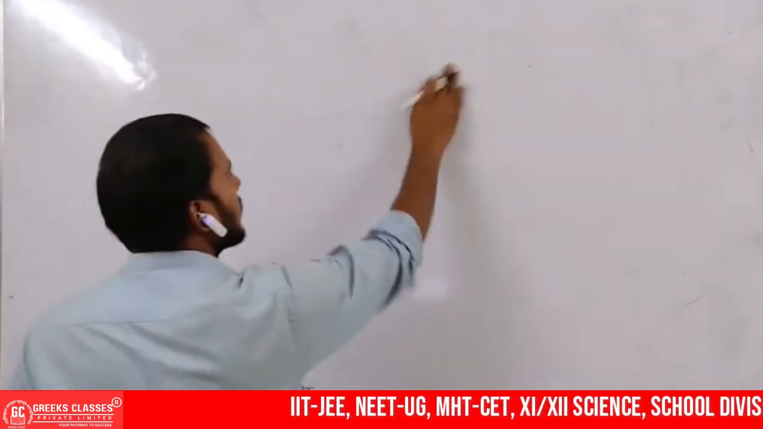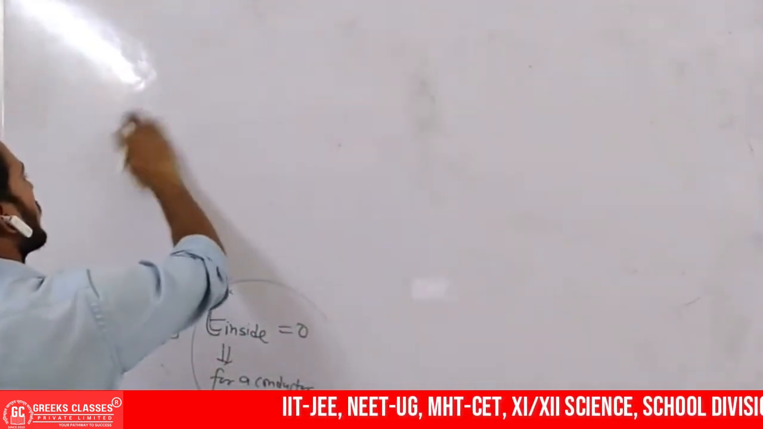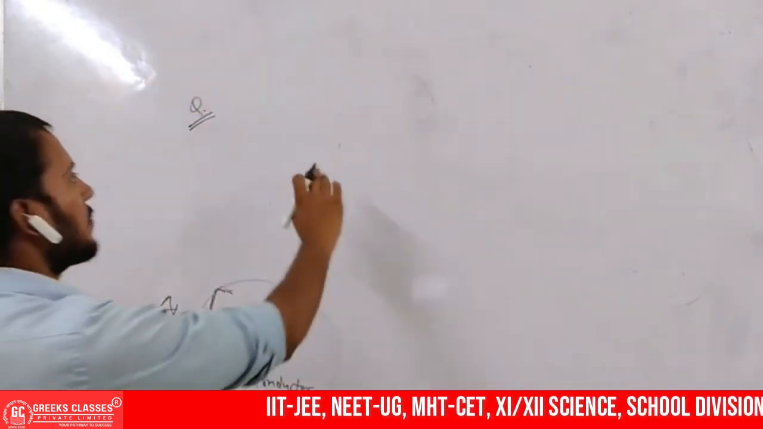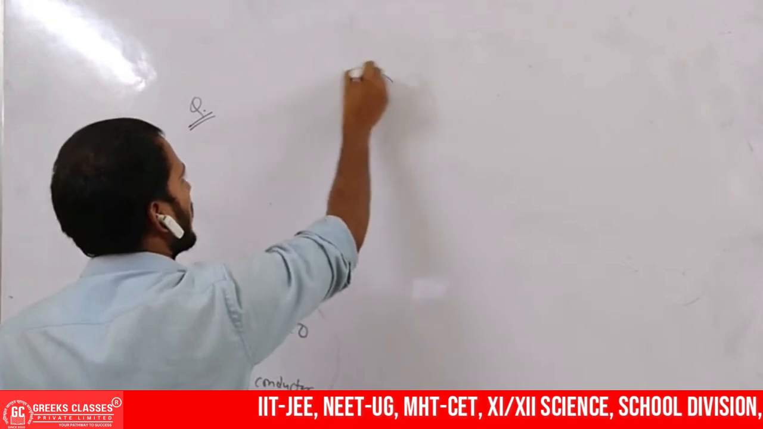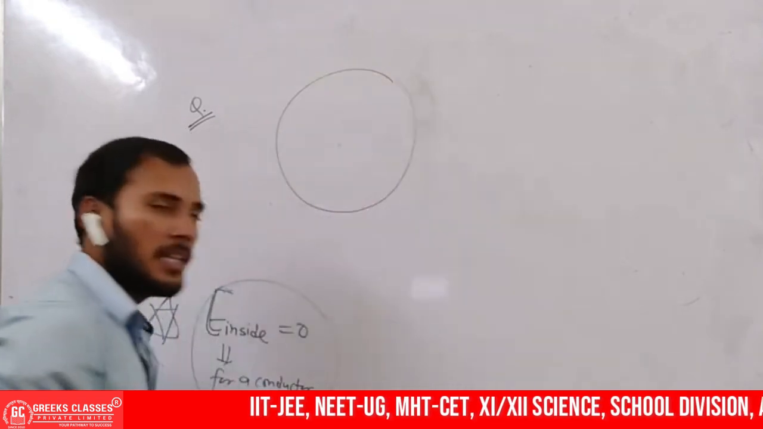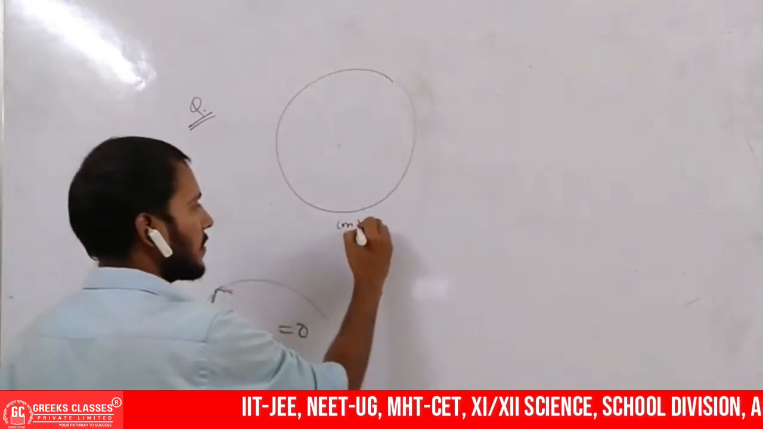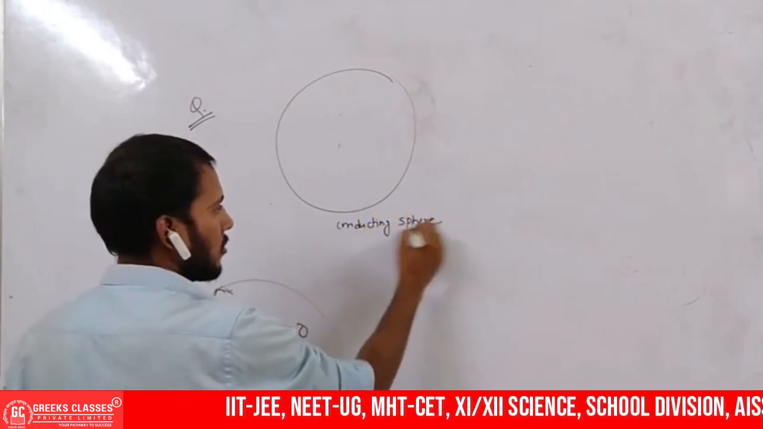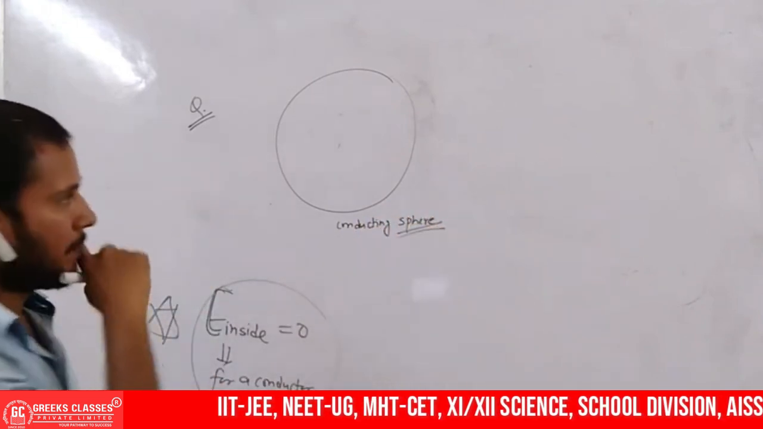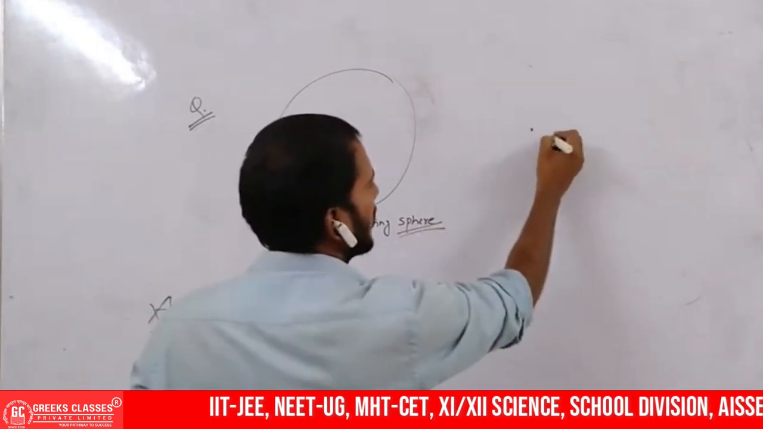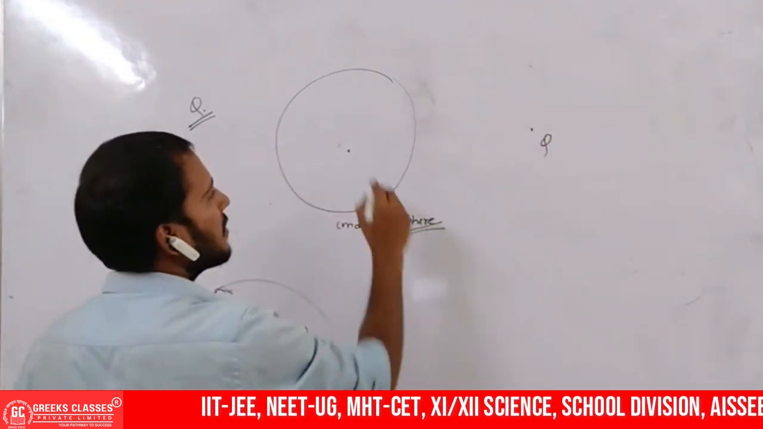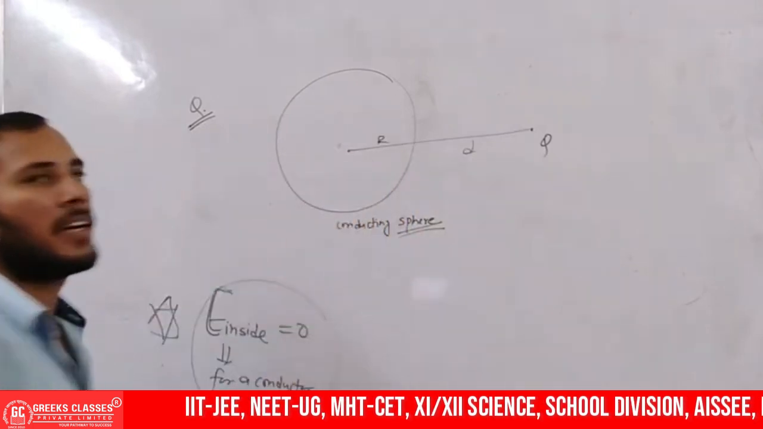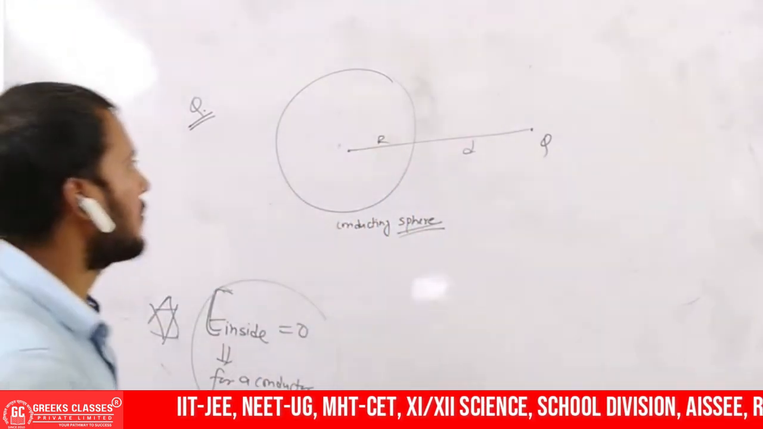For example, there is a question, a very basic question. This is a sphere, a conducting sphere, a hollow sphere. And there is a charge Q placed at a distance d from the center, and the radius of the sphere is capital R.